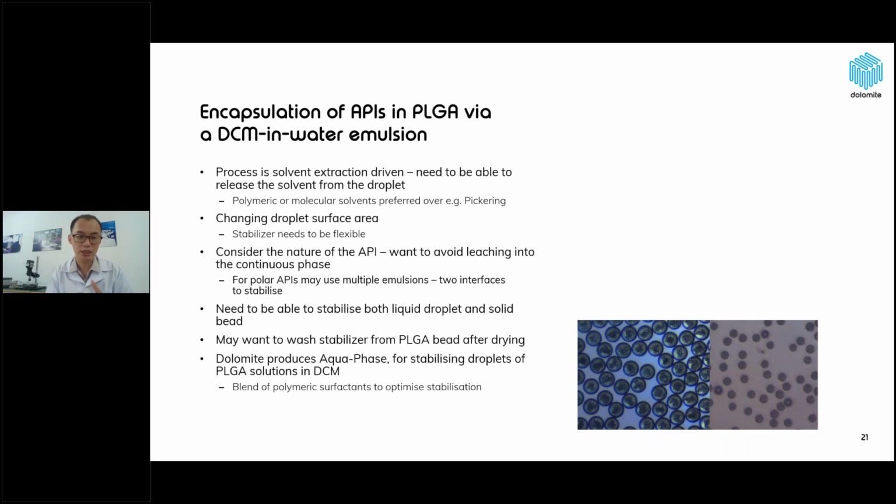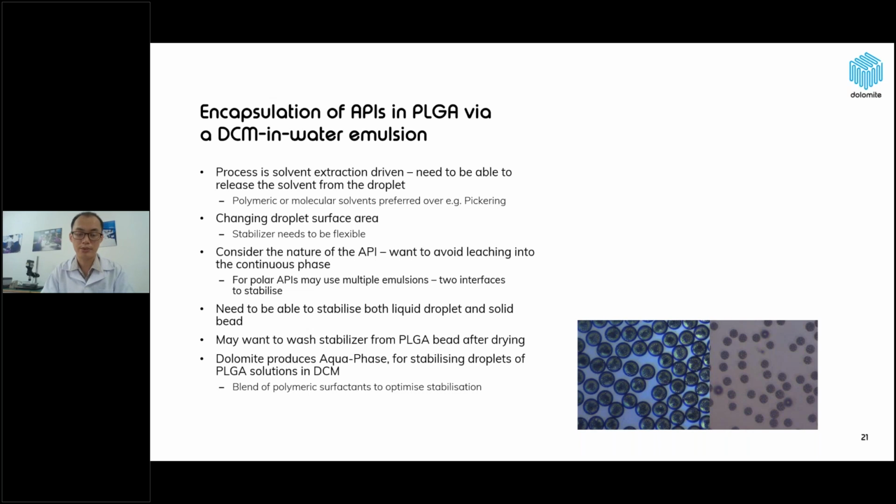So it requires the stabilizer to be flexible during that process, and it also considers the nature of the API. We want to avoid leaching into the continuous phase. For polar, hydrophilic APIs, or hydrophobic APIs, we may need to use a multiple emulsion, so we need to make water-in-oil-in-water multiple droplets.